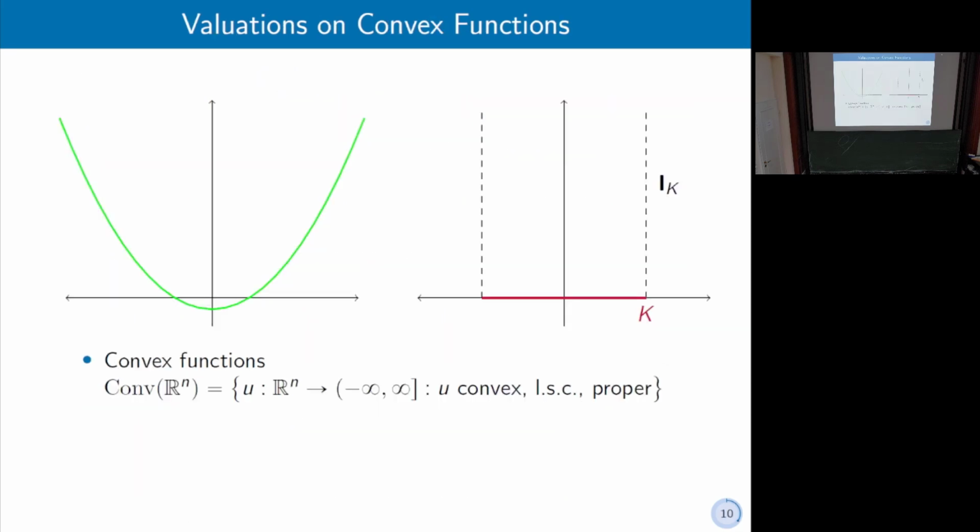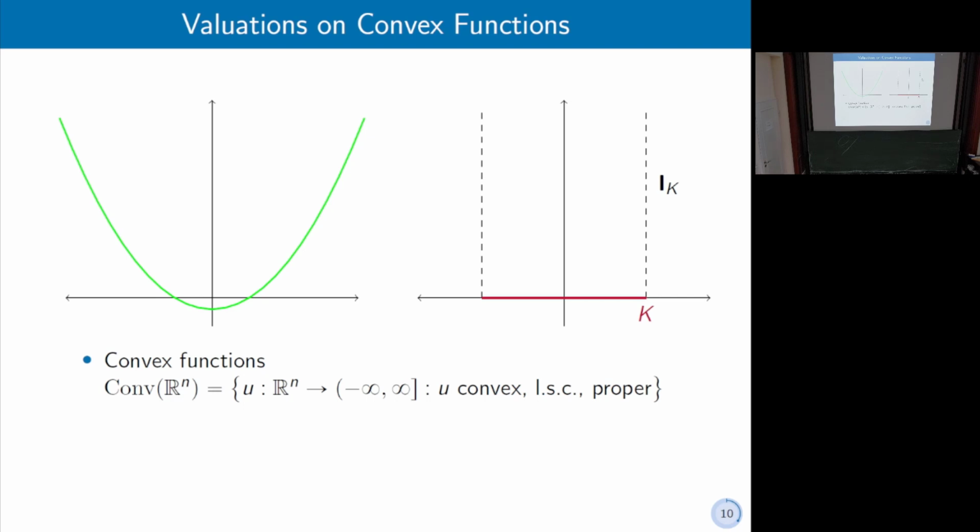Okay, convex functions is well known. Just to introduce my notation, I take convex functions, I allow them to attain the value plus infinity. This is something that's kind of classical in convex analysis. I want them to be lower semi-continuous, and proper.